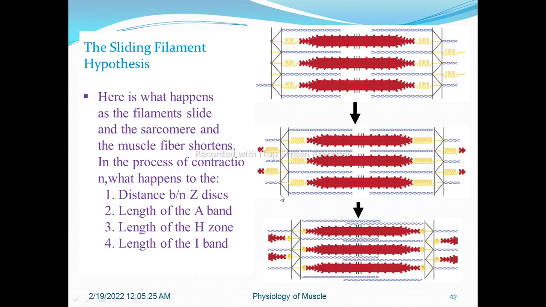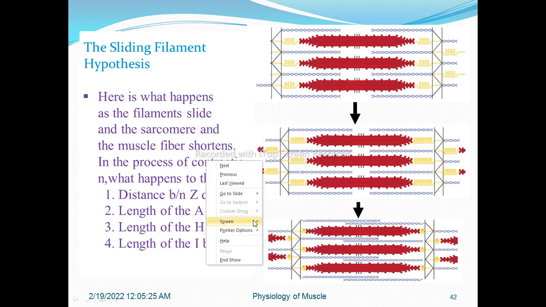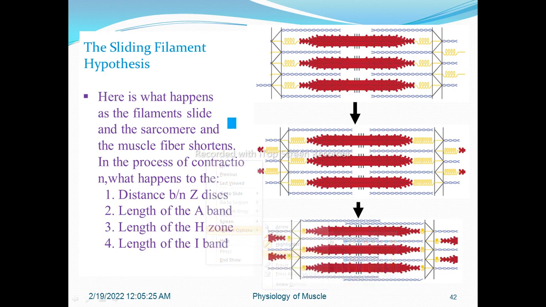So now, as you know, the sliding filament hypothesis. Here is what happens as filaments slide and the sarcomere and the muscle fiber shorten. So in the process of contraction, what happens to the Z discs, or the distance between Z discs? It will be shortened. What about the length of the A band, the length of the H zone, and the length of the I band?